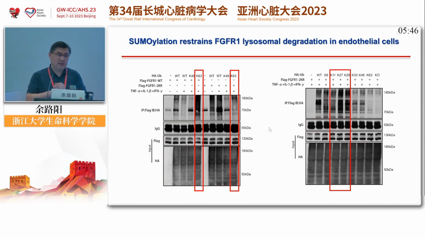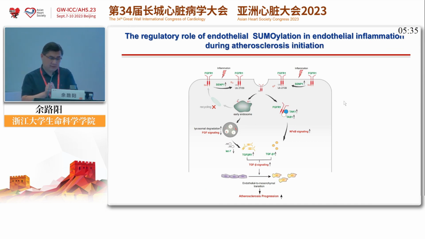And the mechanism here, I think the key one, is that the SUMOylation has a crosstalk with the ubiquitination for the sorting. So basically, the paper we just submitted. We just found that the SUMOylation on FGFR1 has a crosstalk with the ubiquitination and maintains its sorting intracellularly, and also affects the NF-kappa B signaling, and finally mediates crosstalk with the TGF-beta signaling, and regulates the astral progression. So interesting.